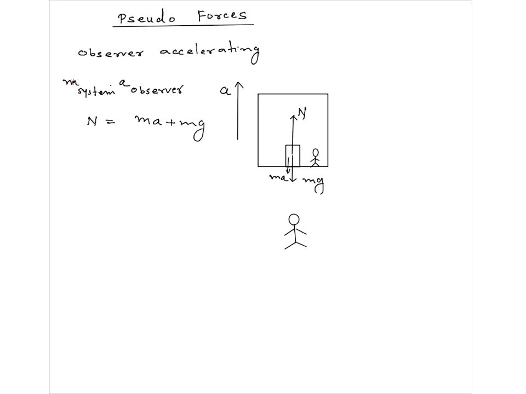Right? So A is the acceleration of this observer with respect to the inertial observer. And A is also the acceleration of this block for the inertial observer in this figure. But for this observer, the acceleration of the block is 0. The block is not accelerating for him.